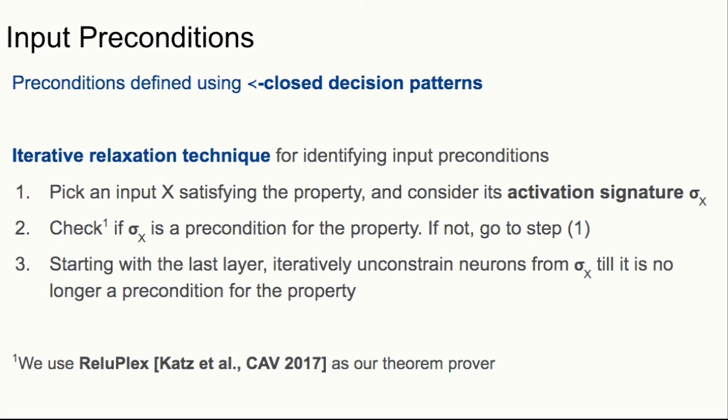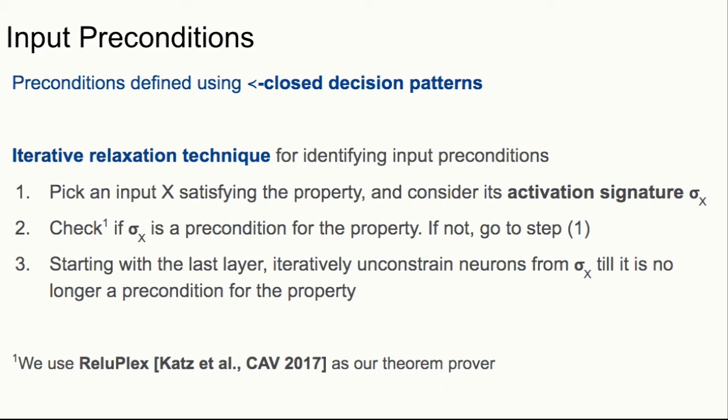So first step is to find such an input. Second step, you take its activation signature, sigma x, and see if sigma x is already an invariant. If not, you keep searching. Once you've found a sigma x that is an invariant, then you want to sort of weaken it. So you start unconstraining neurons. I say I can take the top layer and make it don't care. Doesn't have to be on or off. Then see if it still remains an invariant.